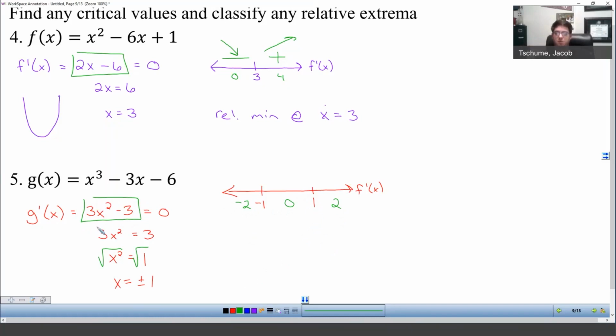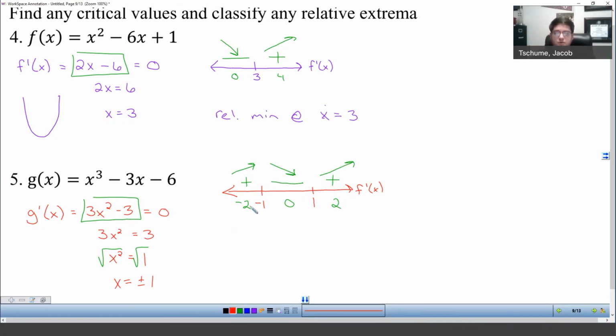So let's see. If I were to plug -2 into this, it looks like you're going to get a positive number. So you'll be increasing. If you plug 0 into the first derivative, it's going to be a negative number, which means you're decreasing. And if you plug +2 into the first derivative, it's also another positive number, which means you're increasing.